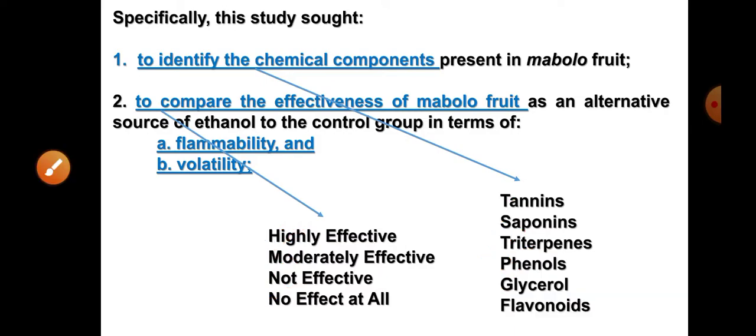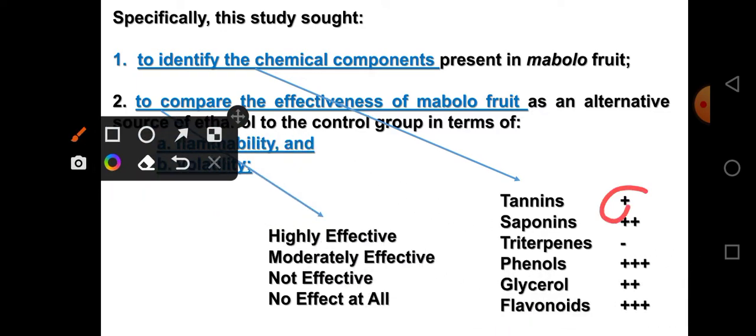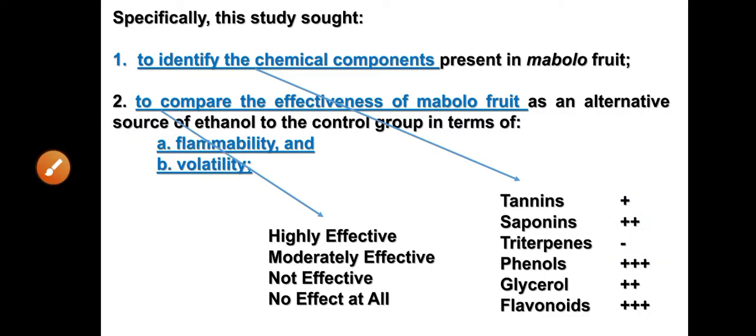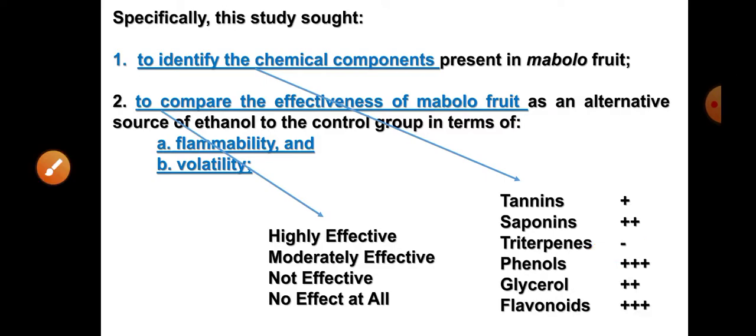So for the chemical components, we have these symbols. We have plus, so plus means abundant. Double plus means moderately abundant, and triple plus means highly abundant. And then we also have a minus sign, meaning there is no trace at all, or less abundance of the chemical component in the said plant material. So these levels of abundance, class, can come in a form of percentage or frequency.